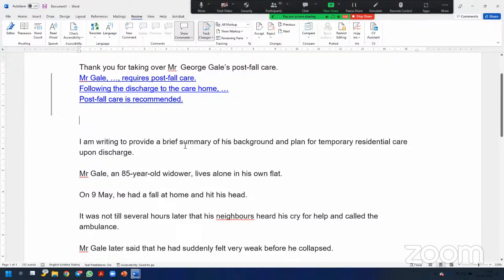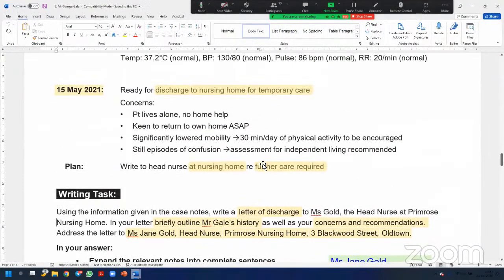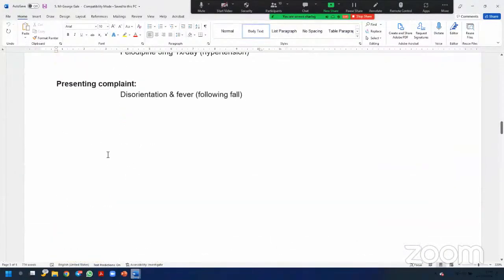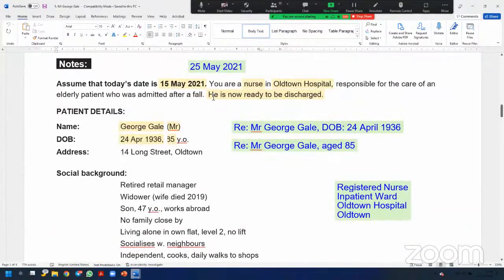I am writing to provide a brief summary of his background and plan for temporary residential care upon discharge. So this one can be written: requires temporary residential care. So it's temporary. Where did you get the word temporary? So, responsible for the care of an elderly patient who was admitted after a fall.